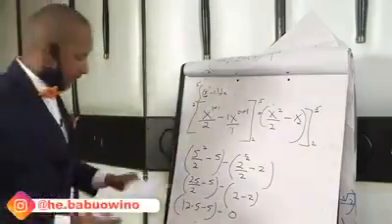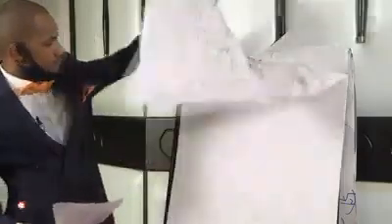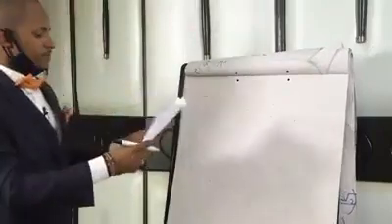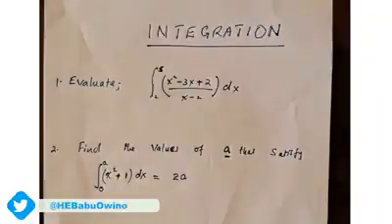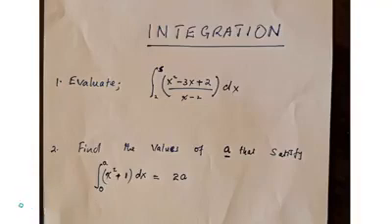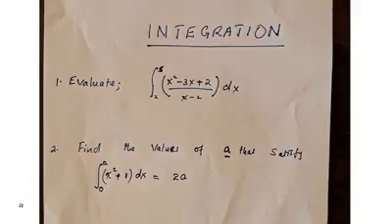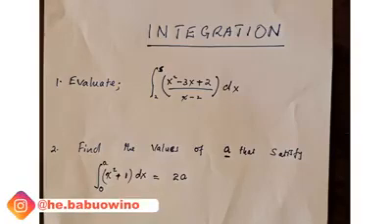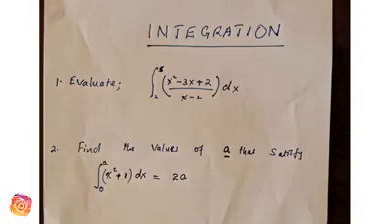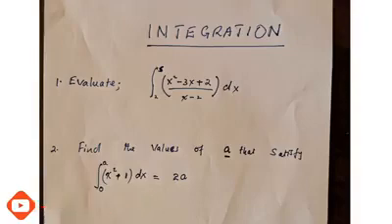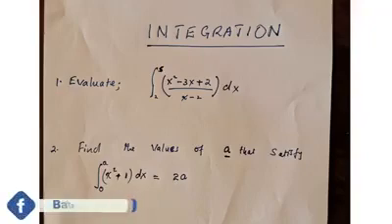Finally, find the value of a. That's question number 12. Find the value of a that satisfies the integral with limits a and 0 of x squared plus 1 dx equals 2a. I want us to be very careful here. It's just a matter of being keen. We first of all have to integrate this.